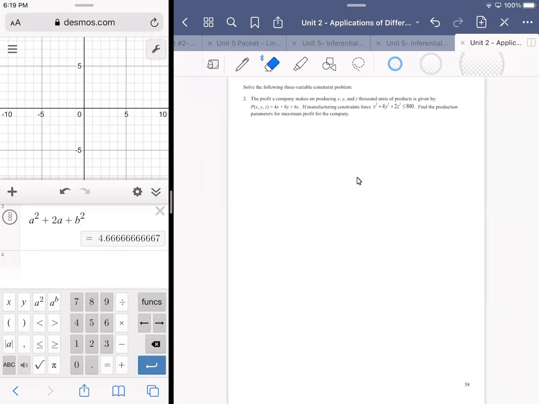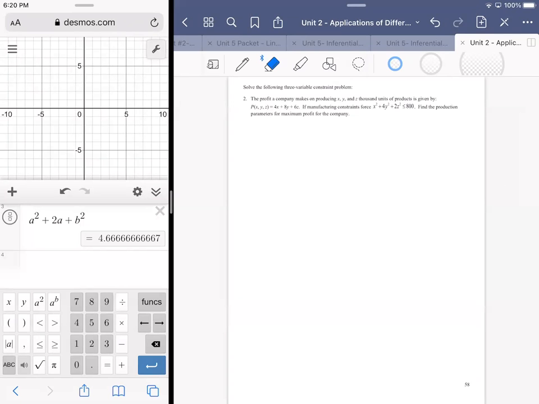Okay, no problem. The profit a company makes on producing x, y, and z thousand units of products is given by this model. Just very vague. We don't really have a sense of what those products are, how big they are, or anything beyond. This is the profit function, and the manufacturing constraints force x squared plus 4y squared plus 2z squared to be less than or equal to 800, for whatever that means. Find the production parameters for maximum profit for the company. So we're looking for an extreme value.